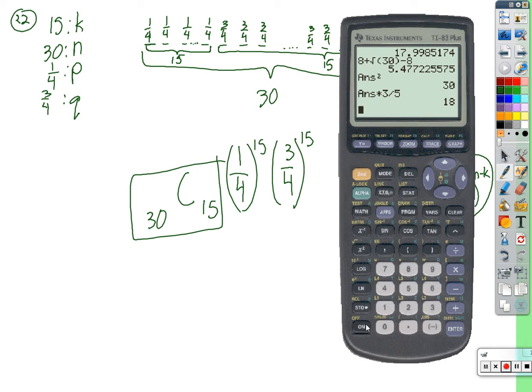Well, if you have factorial, though, there is a formula for this. It would be 30 factorial over 15 factorial, and the denominator would also be another 15 factorial. But it's just 30C15 times 0.25 to the 15th times 0.75 to the 15th. All looks good. 0.001.